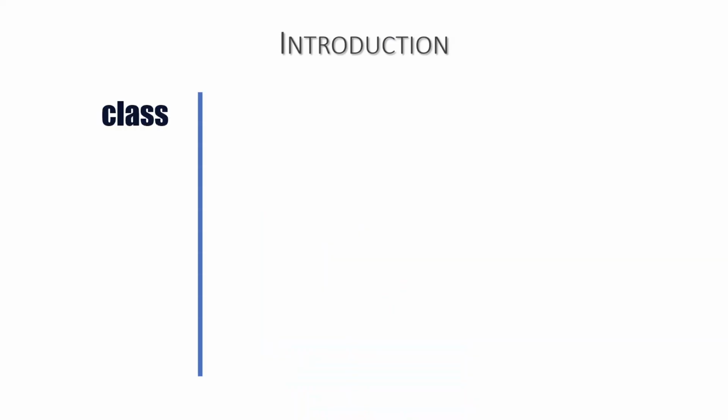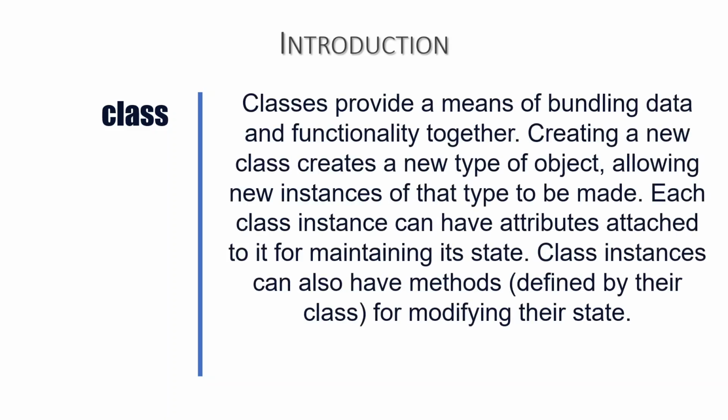So if I talk about class, the basic introduction of class is done with the help of abstraction as well as encapsulation. A class provides a means of bundling data and functionality together. Creating a new class creates a new type of object, allowing new instances of that type to be made. Each class instance can have attributes attached to it for maintaining its state. Class instances can also have methods for modifying their states.